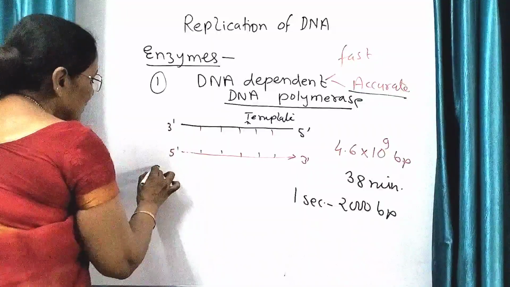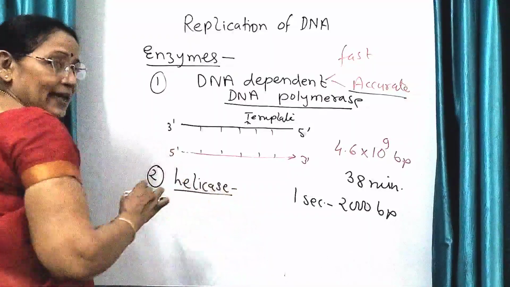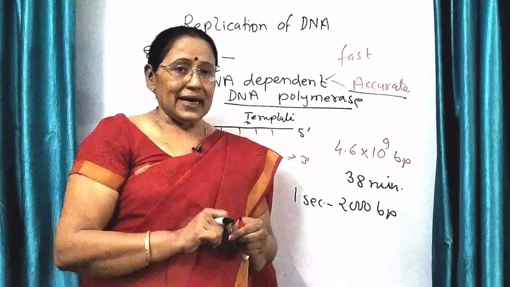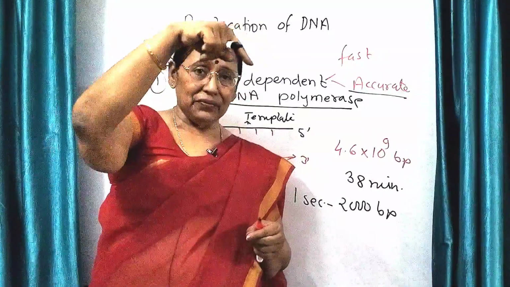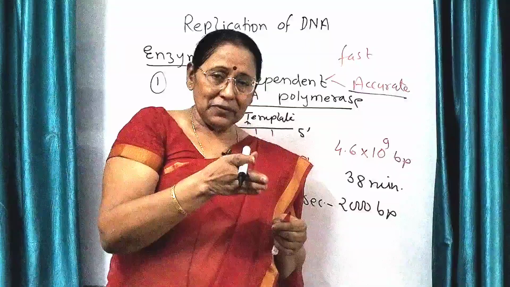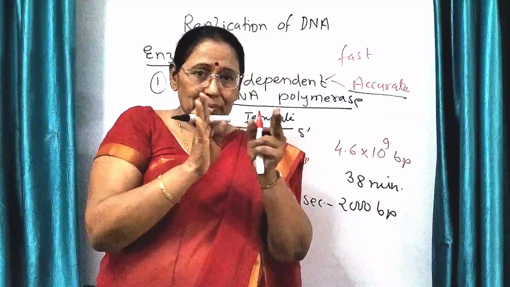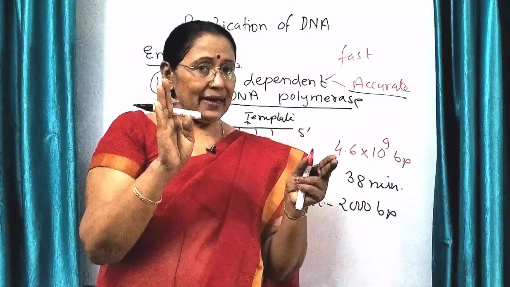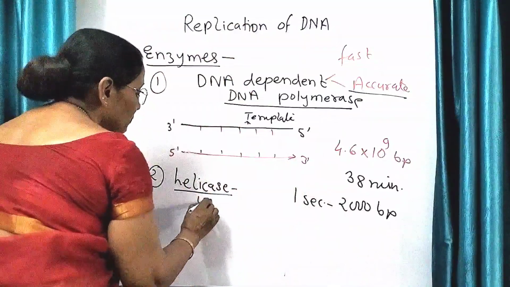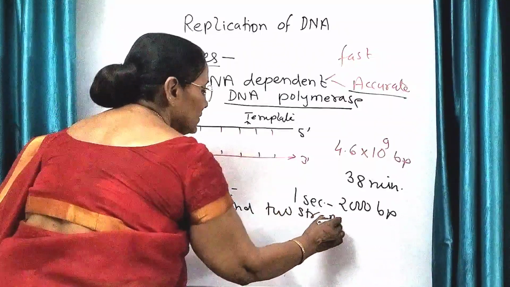The second enzyme is helicase. What is helicase? Helicase helps in breaking the hydrogen bonds between the two DNA strands. The DNA strands are helically wound around each other. Now this enzyme goes on breaking the hydrogen bonds, so the DNA molecule unwinds and it separates as two single-stranded DNA. So the function of helicase is to unwind the two strands of DNA.